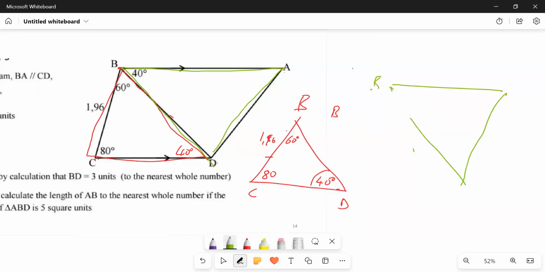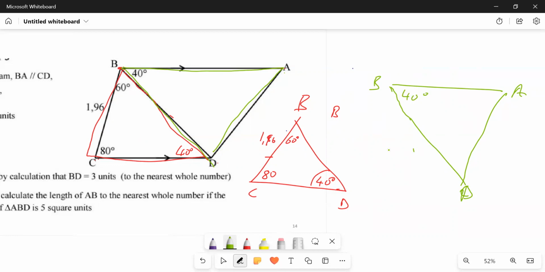Here you have B. Give me the information that you have on this triangle here. It's D here. What do you know? You know the angle B. What is angle B? This is 40 degrees. What else do you have? We are done. There's nothing else that you have.